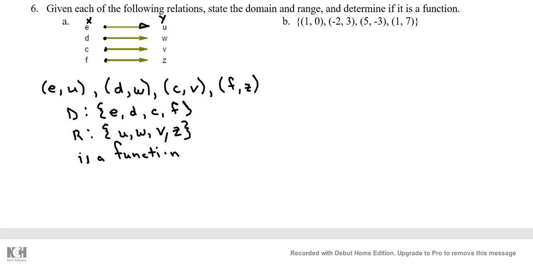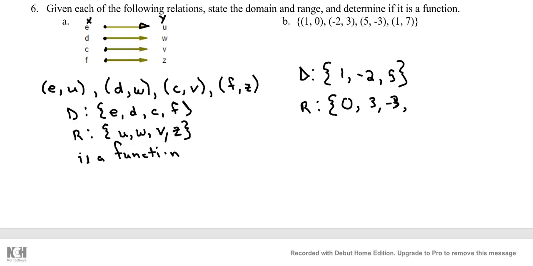We've already seen problems similar to this. The domain, again, is just the x values. This time we're back to dealing with numbers again. So the domain is all my x's, all my first numbers: 1, -2, 5, and then I have another 1, so I don't have to list it again. Since I listed 1 already once, I don't have to list it for a second time. My range is all the possible y values: 0, 3, -3, and 7.